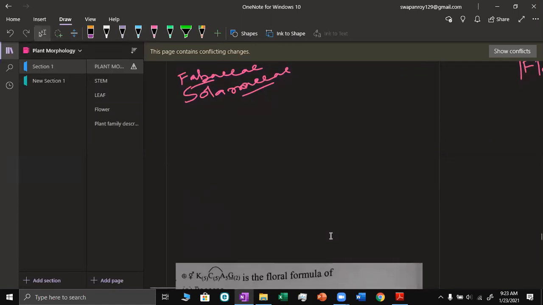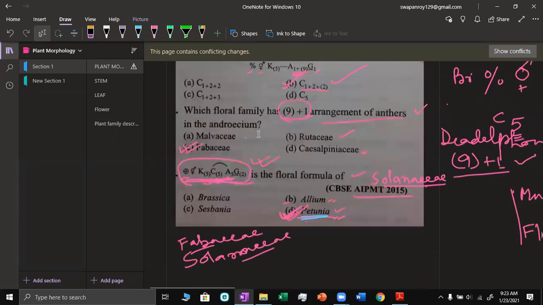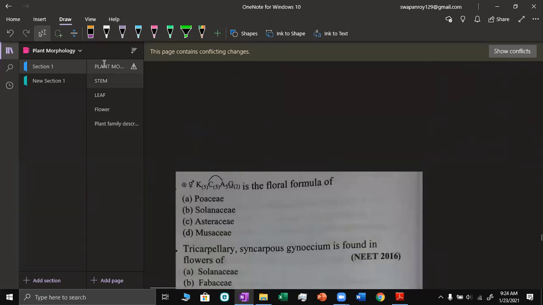Next question: again, give the floral formula. It is the same question, but here the name of the plant is given, and here the name of the family has been given. Same question with family. So this one belongs to Solanaceae.